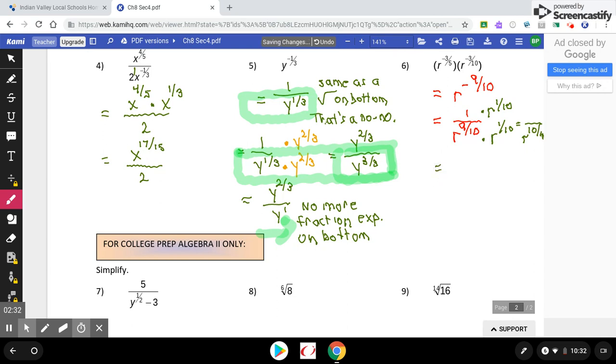So if I do 1 times r to the 1/10 on the top, I get r to the 1/10. Granted, I still have a fraction exponent, but the numerator is okay. Anything can happen up there. So down on the bottom, again, right here, I added up the 9/10 and 1/10, and I got 10/10. And 10/10 is just an exponent of 1. So yeah, I could have left that exponent of 1 off, but the important part is there's no more fraction exponent on the bottom, and it takes care of it. It's called rationalizing the denominator.